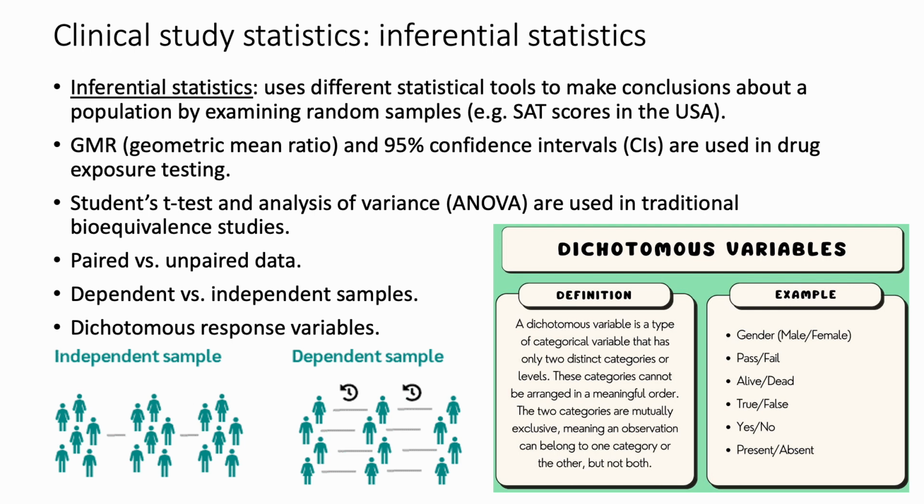We also have dichotomous variables. These are variables of a type of categorical variable that has only 2 distinct categories or levels. That's why this is called dichotomous. So gender, for example, in clinical trials, we have male and female, we have pass and fail, alive or dead, true or false, yes or no, present or absent. These are all dichotomous variables. So this is yes or no, I would say, works or doesn't work. So this is, again, another term that you need to know when we talk about inferential statistics in clinical trials.